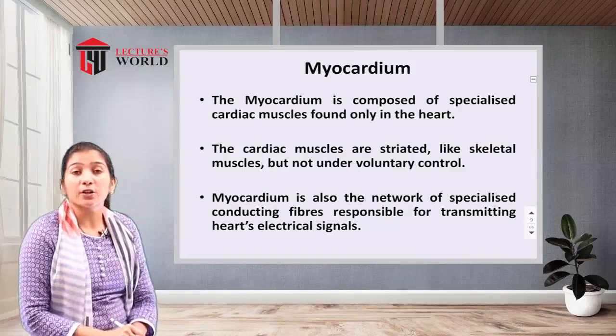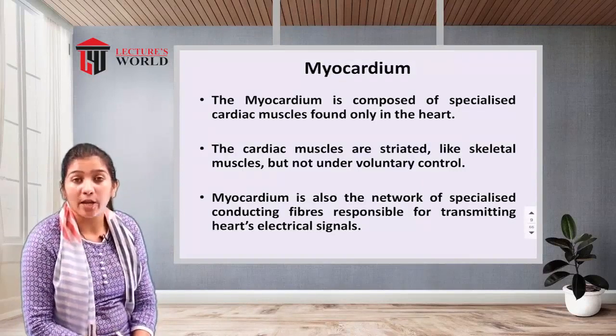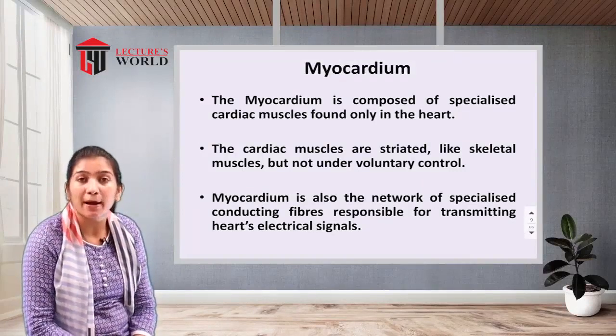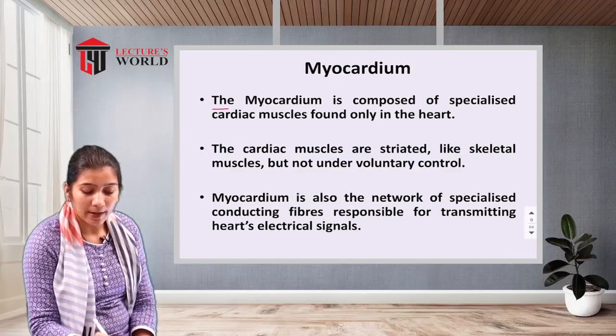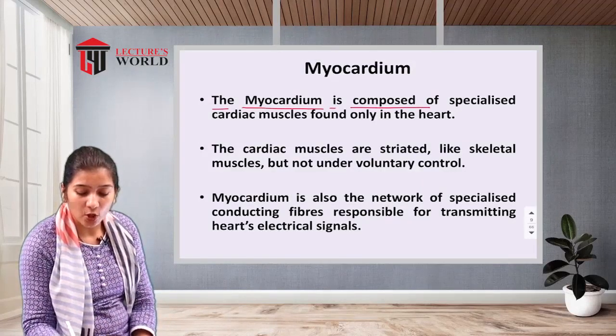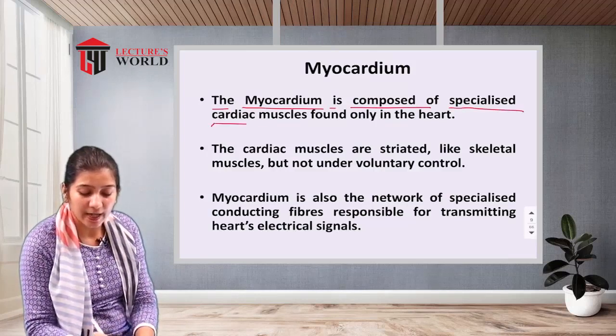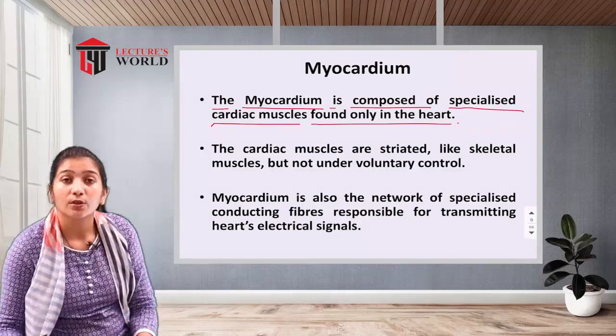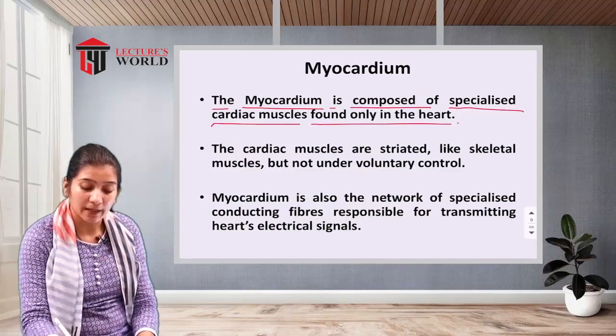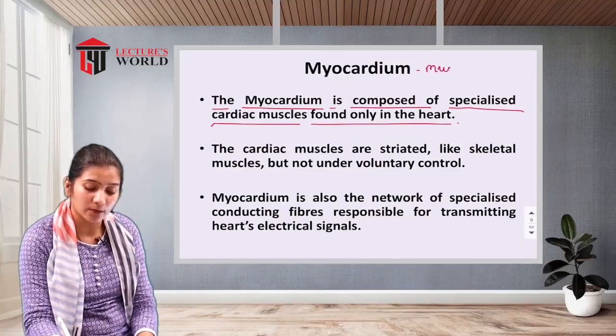The first layer of the heart, the pericardium, we have discussed. Next one is the myocardium. So what is the myocardium? The myocardium is composed of specialized cardiac muscles found only in the heart. As we all know, the heart is made up of muscles.